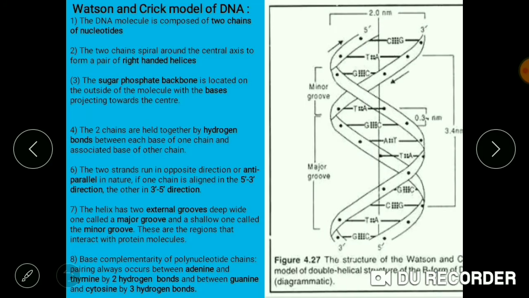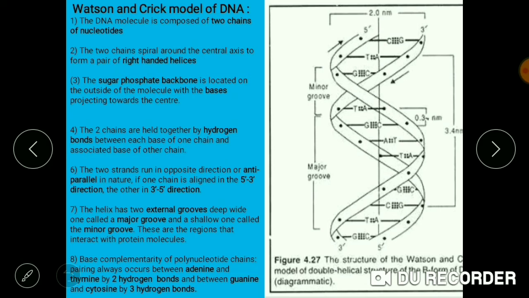Now this is the structure I was talking about. This is the helical structure. Here is the Watson and Crick model of DNA which we have talked about. Since Watson and Crick were the first to discover the structural composition of DNA, they have given a certain model of DNA and there are certain postulates regarding it. We'll be studying about it.